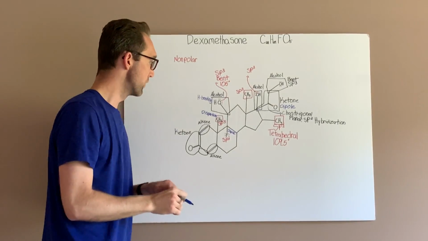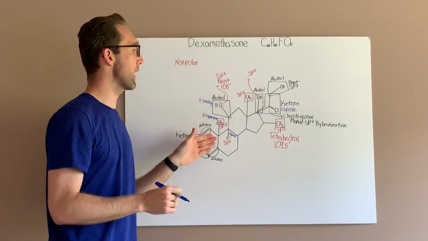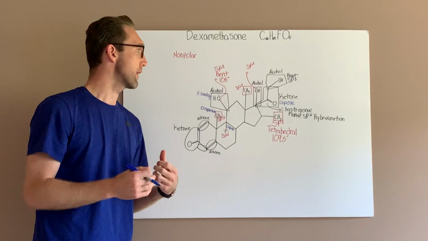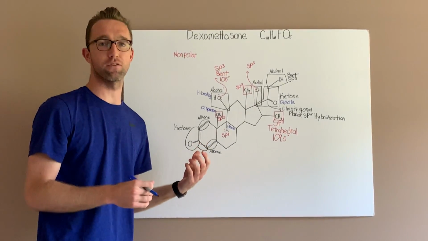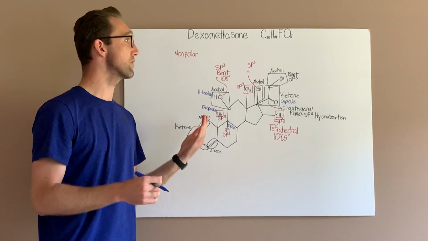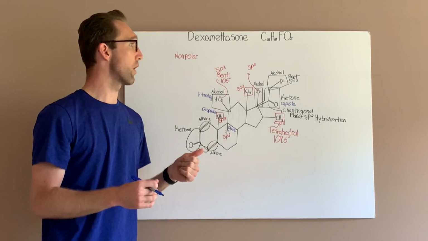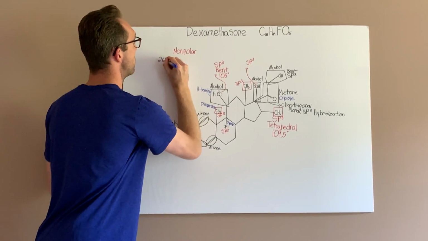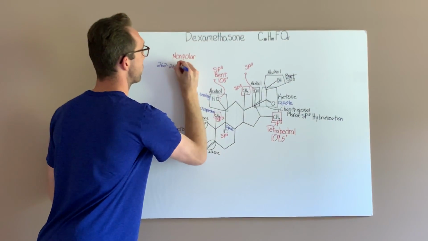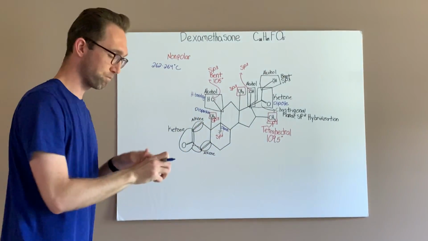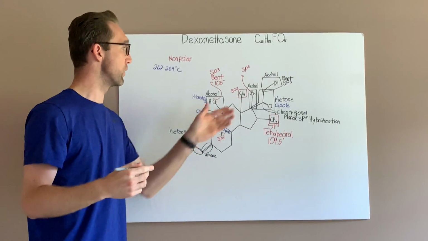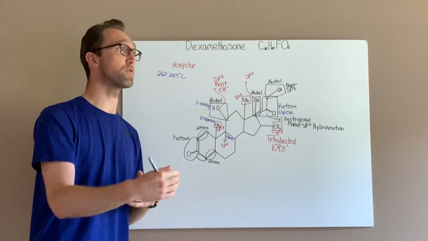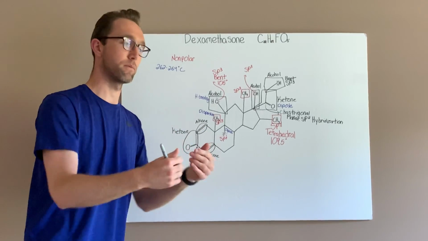Given that we have hydrogen bonding and dipole-dipole forces at play here, it's probably fair to assume that dexamethasone has a fairly high melting point, which it turns out to be. The melting point of dexamethasone is anywhere from 262 to 264 degrees Celsius, which makes sense given that we have strong hydrogen bonding and dipole-dipole, and so in order to break these forces, we're going to need more energy or more heat.